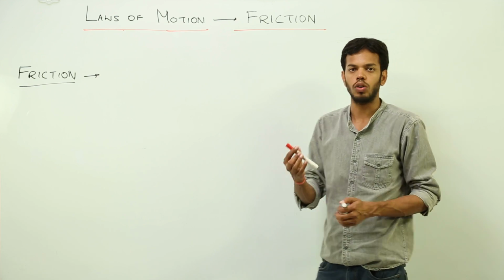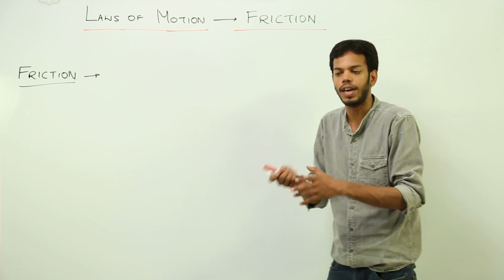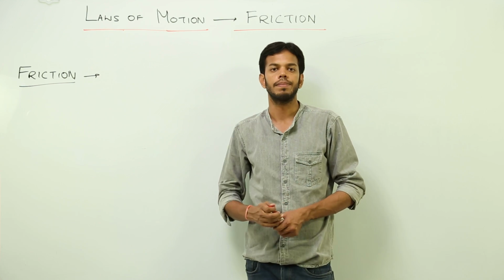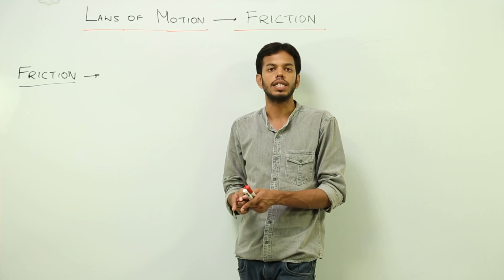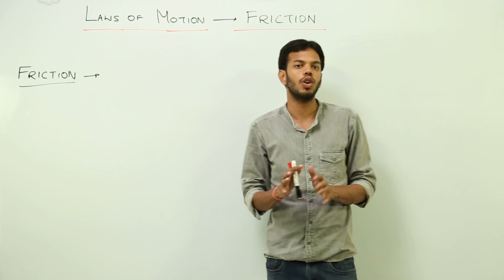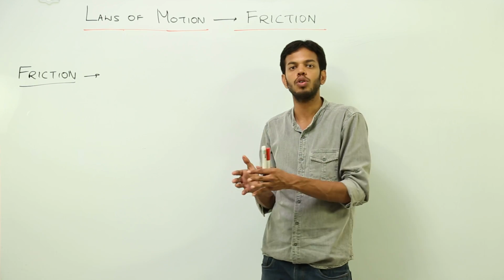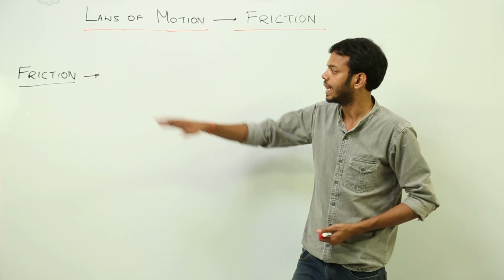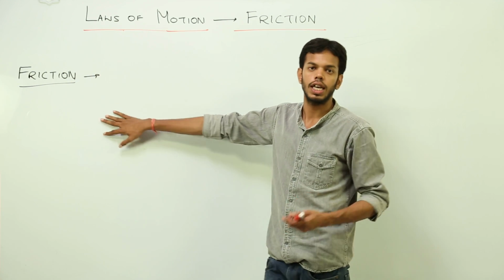So suppose there is a ball in my hand, and if I roll it on the floor, the ball will cover some distance and it will come to rest. So why is it coming to rest? There is no force acting on it, but it is coming to rest. That obviously means there is some opposing force which is acting on the ball. That opposing force is called friction.